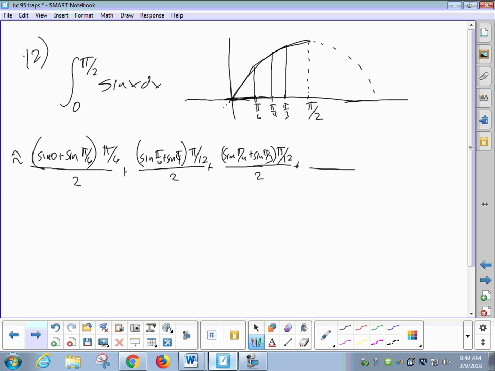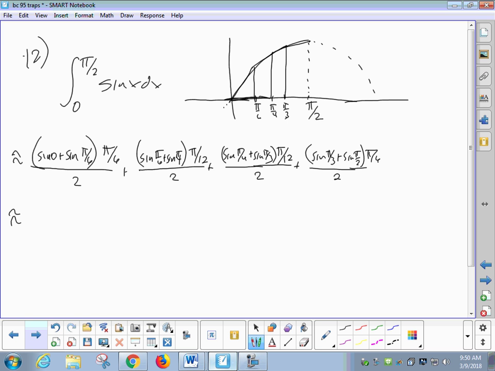And the last subinterval, how far is it from pi over 3 to pi over 2? Pi over 6, and the bases are sine of pi over 3 plus sine of pi over 2. Now, just like on the AP test, I want you to take at least one more step to simplify the trig. You may not leave trig expressions unsimplified on the AP test. So, let's just use our trig skills.